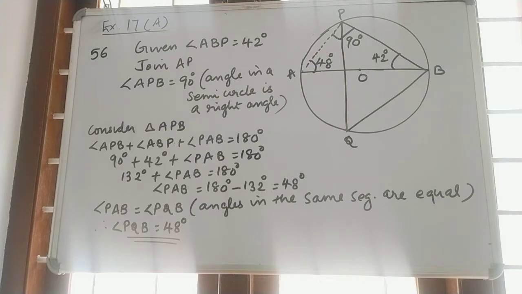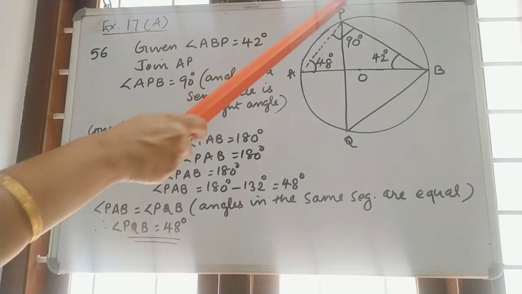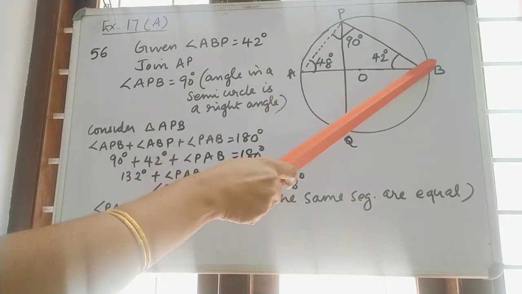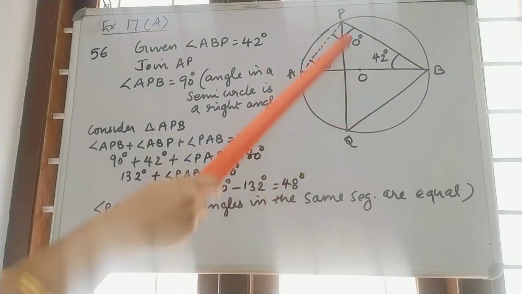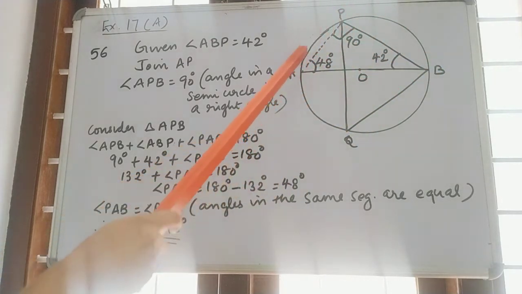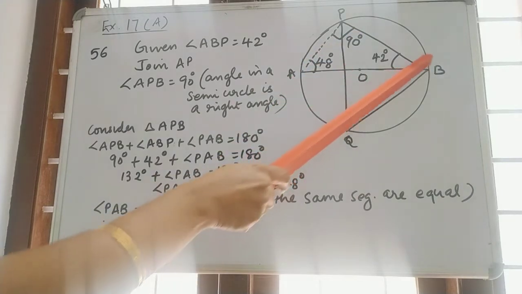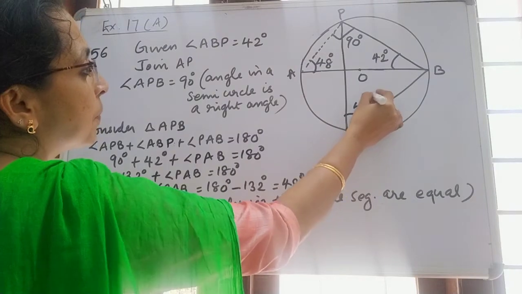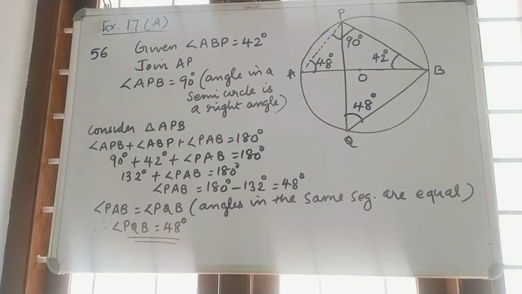But we want to find out PQB. PAB we got as 48. So, what about the relation between PAB and PQB? Both lie in the same segment. PAB and PQB lie in the same segment PB. So, these two will be equal. That is PAB will be same as PQB. We got PAB as 48. So, PQB also will be 48 because angles in the same segment are equal. So, this also will be 48 degree. That is our first part, that is PQB is equal to 48.